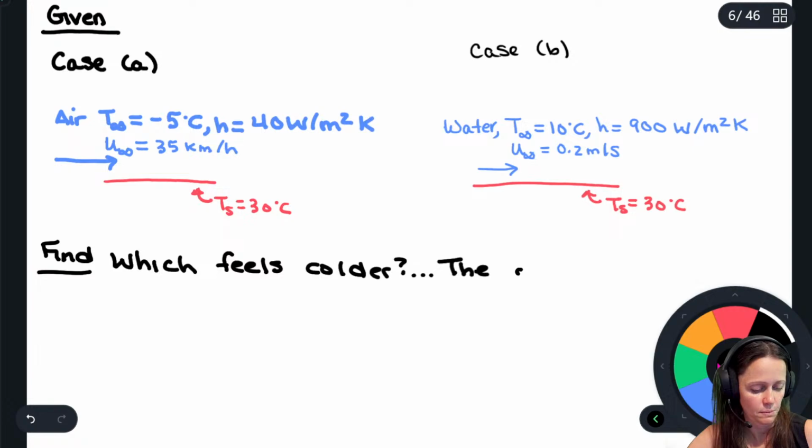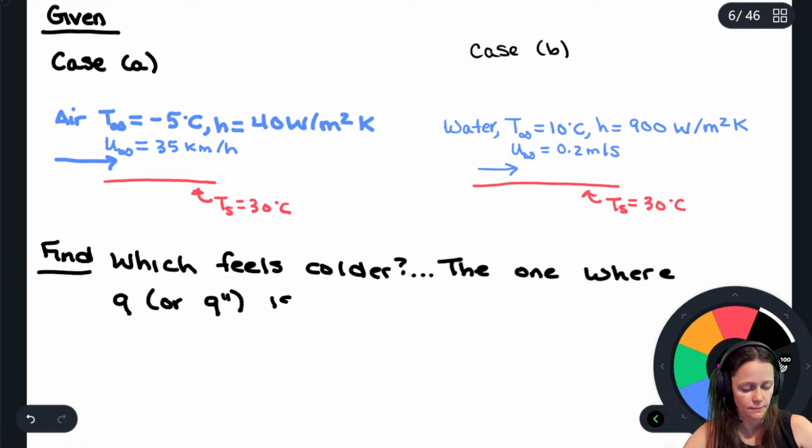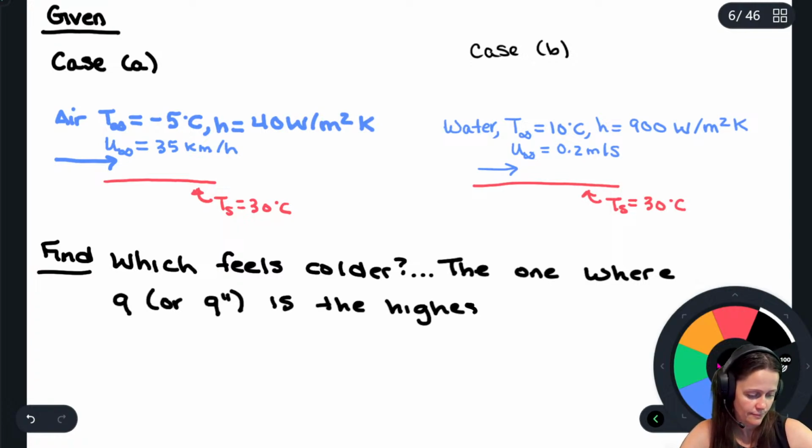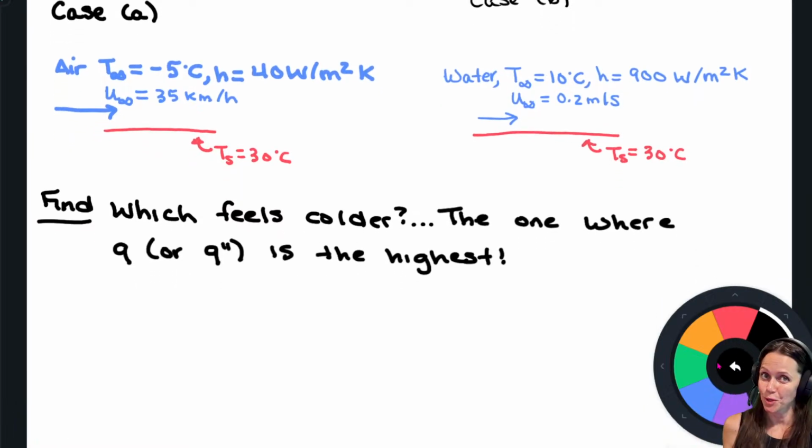So again, this is the one where Q, or Q double prime, is the highest. All right, cool. So let's calculate Q for each case. Now I don't have an area, but that's fine. I can calculate heat flux.